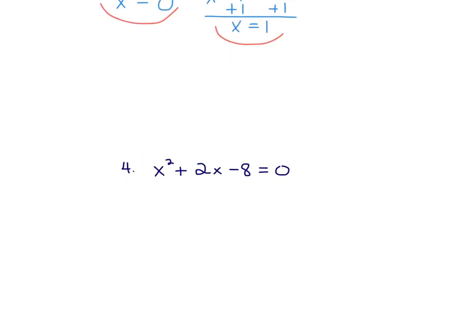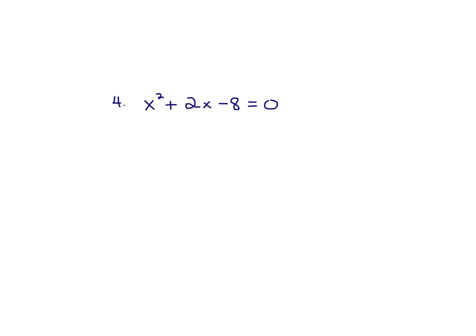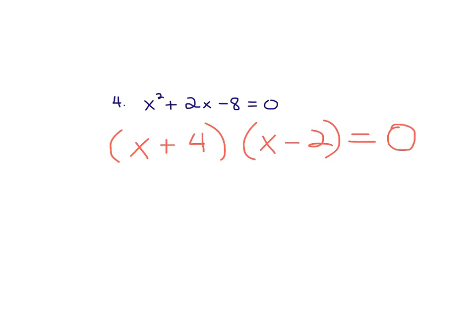For number 4, we have a trinomial. My equation is already set equal to 0. So now I can just begin factoring the left side. What are two numbers that will multiply to give me -8, but will add to give me +2? 4 and -2. Everybody good on that? So x plus 4, x minus 2, because 4 times -2 is -8, and when I add them, I get +2.